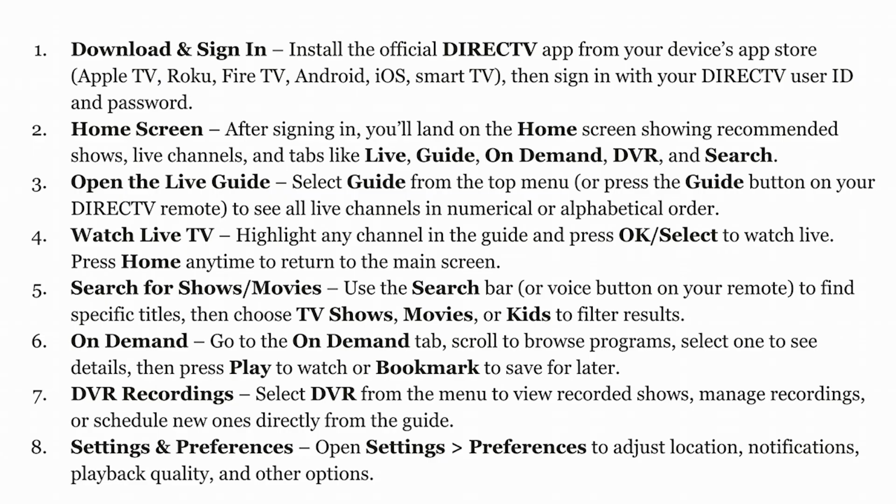Select DVR from the menu to view recorded shows, manage recordings, or schedule new ones directly from the guide. Open Settings, Preferences to adjust location, notifications, playback quality, and other options.